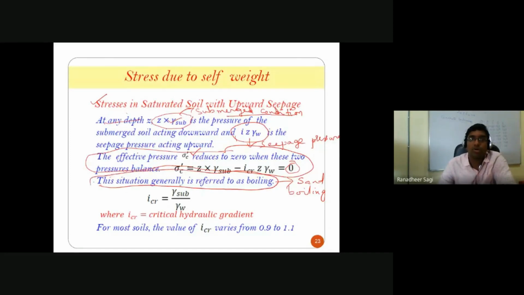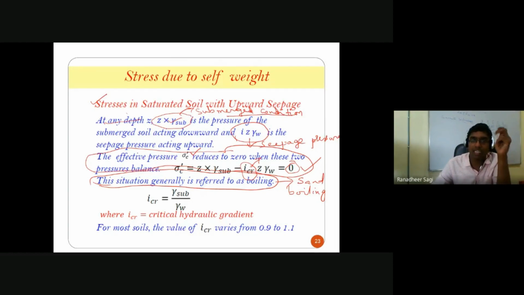Okay. So whenever the effective stress developed in the soil sample is becoming 0, we say that the corresponding hydraulic gradient where the effective stress is becoming 0 is what we call the critical hydraulic gradient. Why do we call it the critical hydraulic gradient? It is that particular hydraulic gradient where the effective stress developed in the soil is becoming 0. So that corresponding hydraulic gradient is what we call the critical hydraulic gradient.